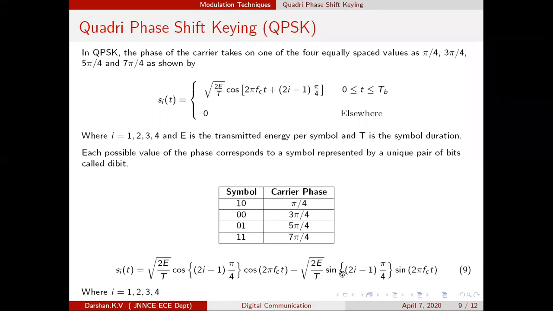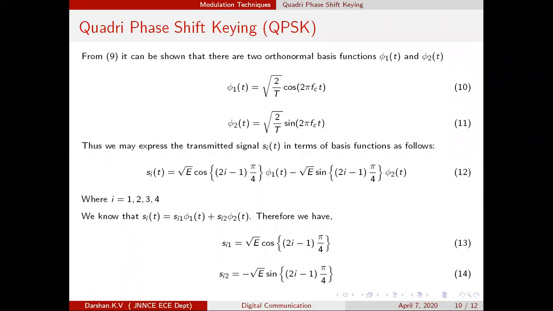For this set of 4 equations, how many basis functions? Remember, if you employ the Gram-Schmidt orthogonalization procedure, you would be getting 2 basis functions. So the first basis function is root of 2 by T into cos 2 pi fct, and the second basis function is root of 2 by T into sine of 2 pi fct. So there are 2 basis functions, phi 1 of t and phi 2 of t.